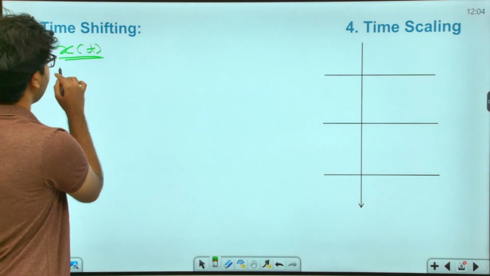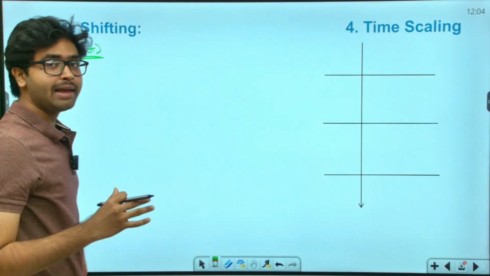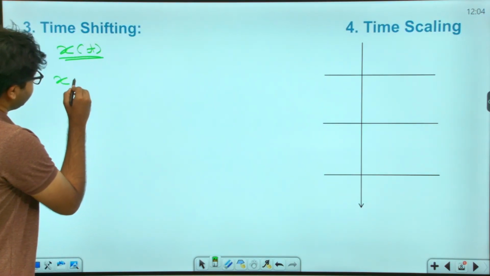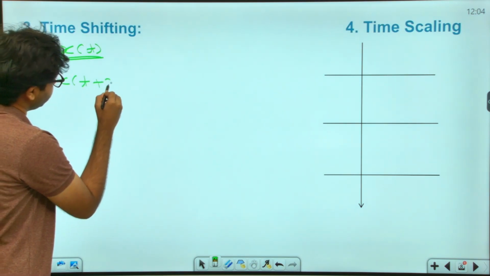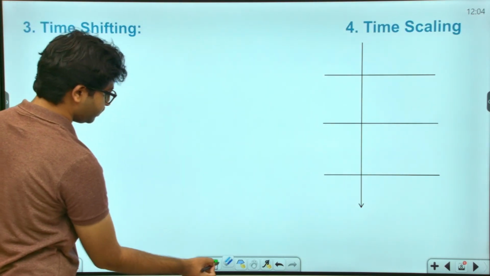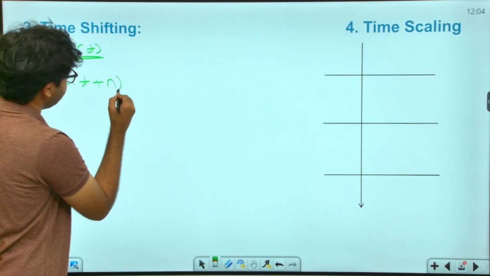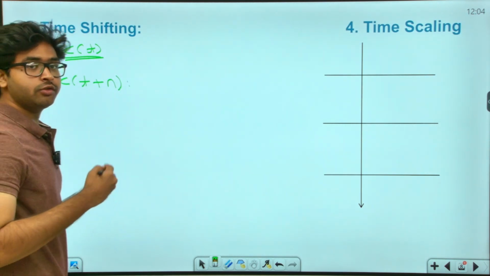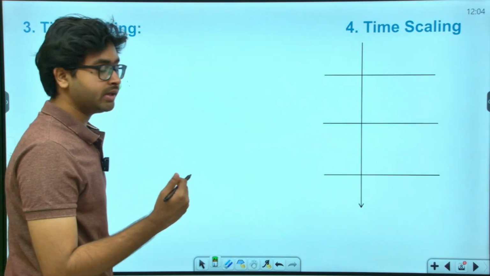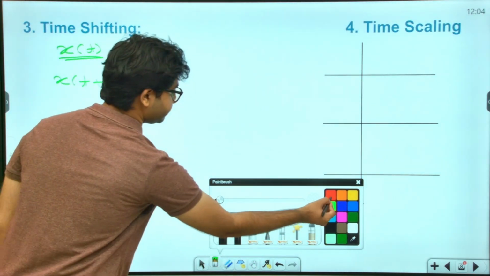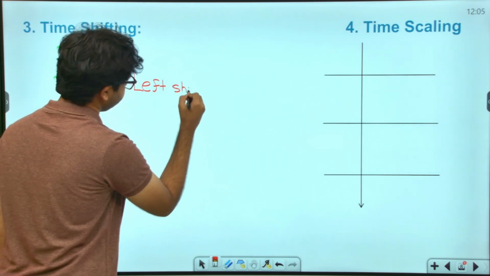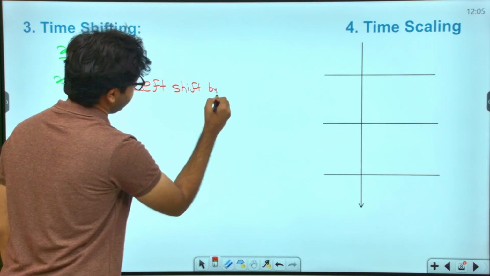So if I have x of t, the original signal, I can perform various shifting operations on that. If I write x of t plus 2, or let's say n, not 2, it will be very specific. We'll take n: x of t plus n. Then this is the shifting of that signal by n units, but in which direction? In the left direction. This is the left shift by n units.